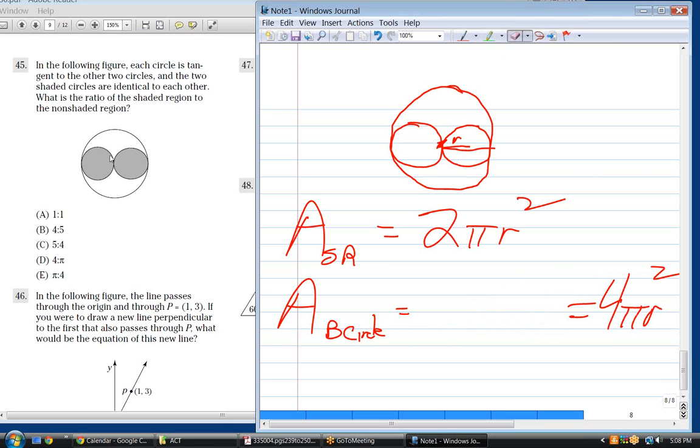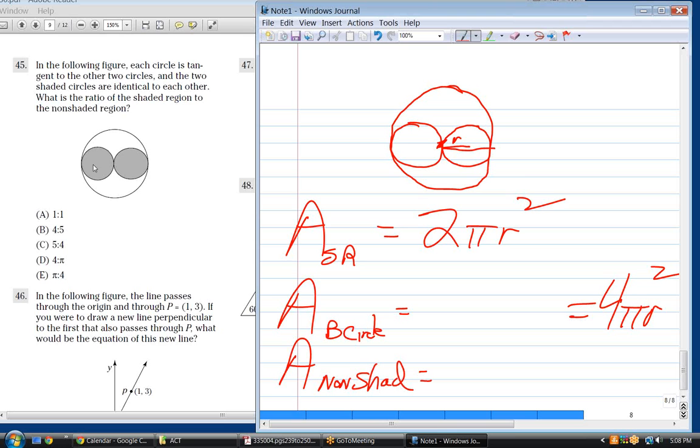So their question is, what's the ratio of the shaded region to the non-shaded region? Well, first of all, what's the non-shaded region area? Wouldn't it just be 4 pi? I got 4 pi r squared. No, that's the area of the big circle. What is the area of all of this white there plus all of this white here? It's the big circle minus the area of the shaded region, right?